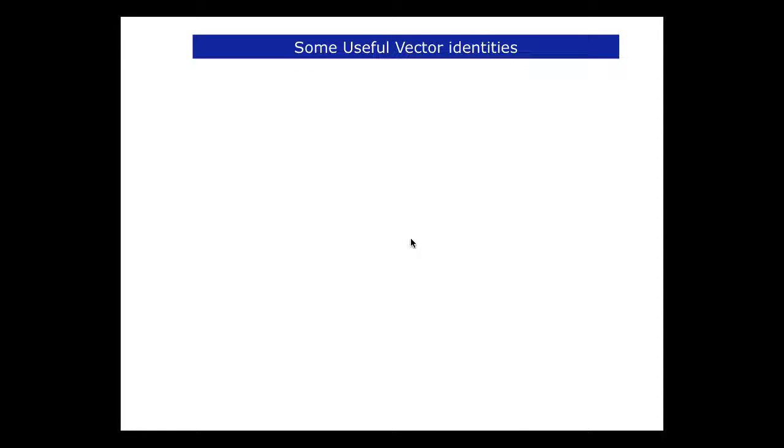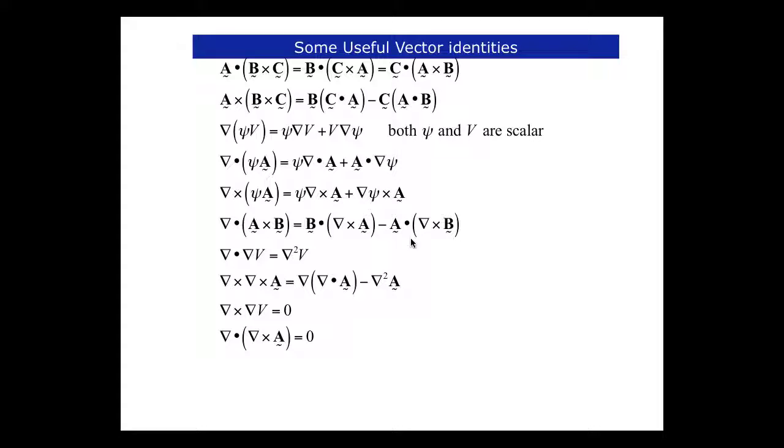These are just some useful vector identities involving scalars, vectors, the dot and cross products and the del operators. You should be able to derive most of them, but there is no need to memorize them. You can always look them up when needed.